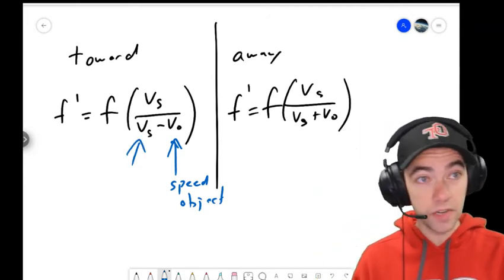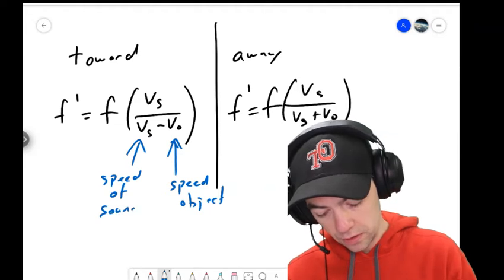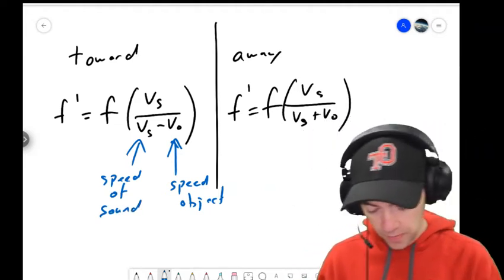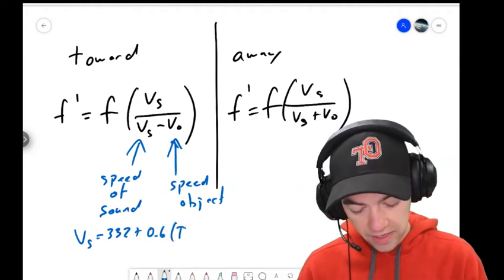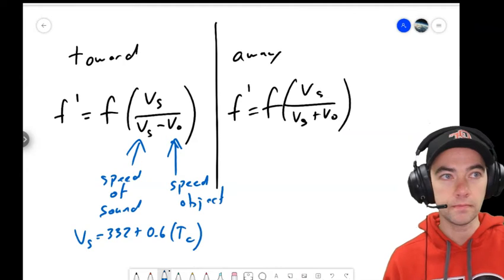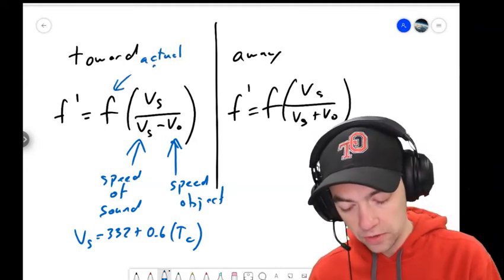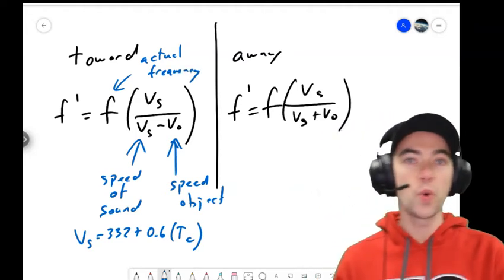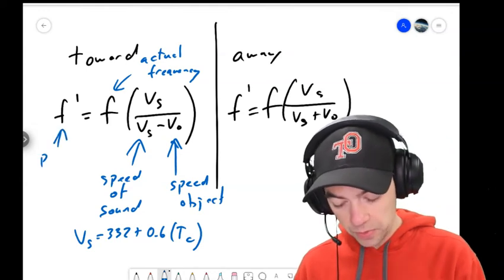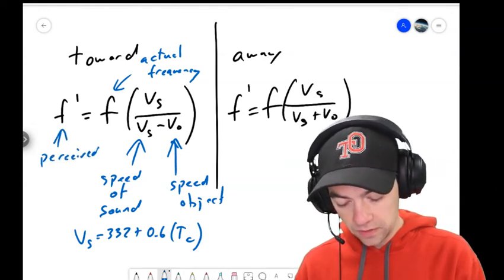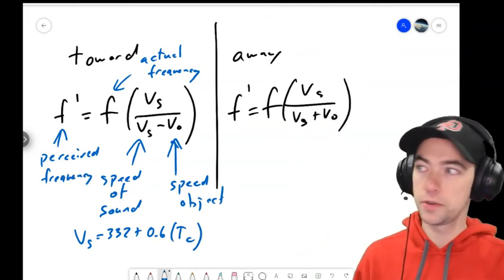We've got the speed of sound here. And as a reminder, what that formula is in air, it is going to be Vs is equal to 332 plus 0.6 times the temperature in degrees Celsius. When we talk about our Fs, this is going to be the actual frequency, so whatever the machine is actually doing if you're just standing there and it's not moving. Whereas this right here is going to be the perceived frequency, so when we hear something that's a higher pitch or a lower pitch.